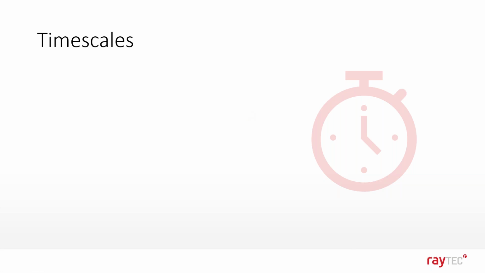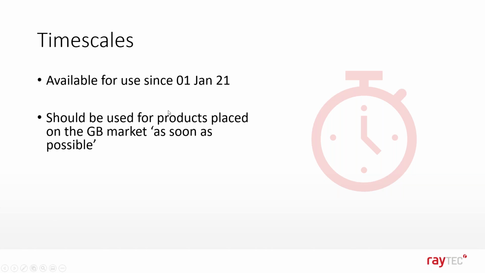So let's look at some timescales that are going to affect us all. As I've said, UKCA marking has been allowed on products on the market in Great Britain since the 1st of January 2021. In some cases, this marking is mandatory. If the product is intended for use only on the GB market and is conformity assessed by a UK approved body, then you must apply the UKCA mark immediately. However, for the majority of products, we are currently in a grace period where the CE mark and the ATEX directive will still be recognised in Great Britain.